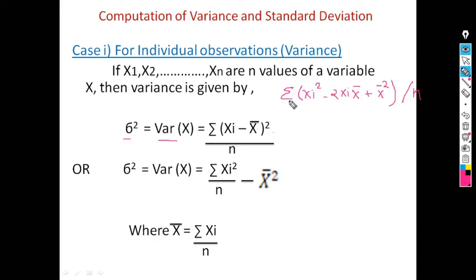If we apply this summation sign to each and every term and divide each and every term by n, then we get summation of xi square divided by n minus, the constant terms go outside the summation sign, 2 and x bar are constants, so 2 x bar summation of xi divided by n, plus summation of x bar square divided by n. So the first term is as it is, summation of xi square divided by n, minus 2 into x bar.